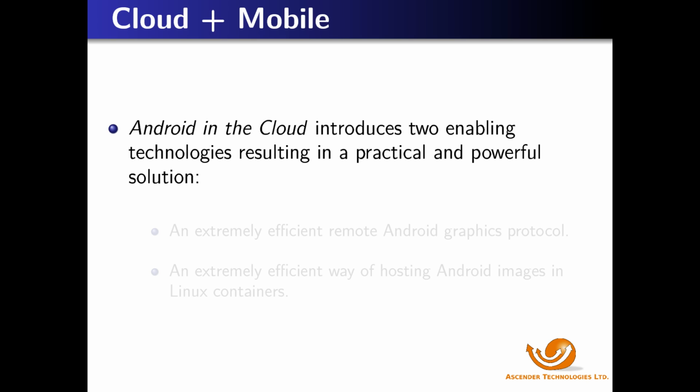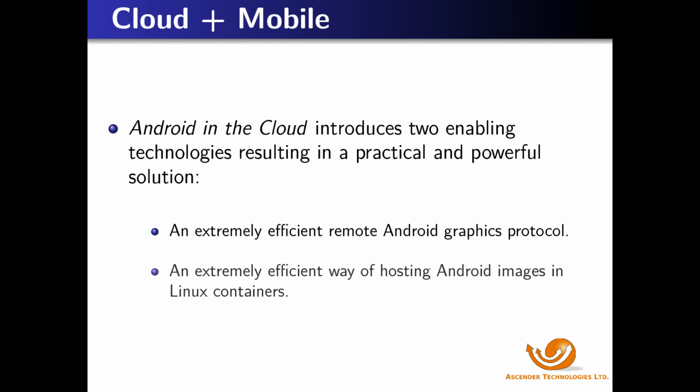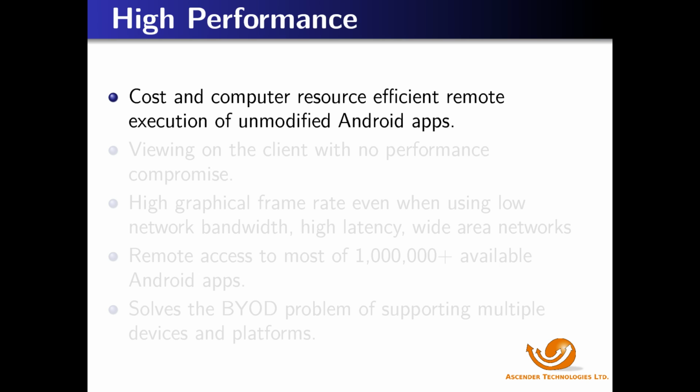2 enabling technologies are used to create the Android in the cloud service: a remote Android graphics protocol with very low resource usage, and an extremely efficient technique of running Android images in Linux containers. Ascender's Android in the cloud allows remote execution of unmodified Android apps. The resources used by the remote graphical protocol are insensitive to the client display pixel count.